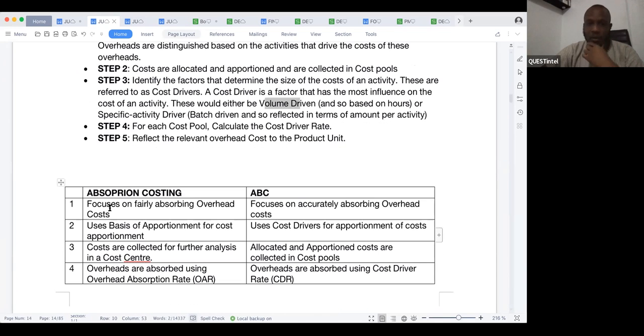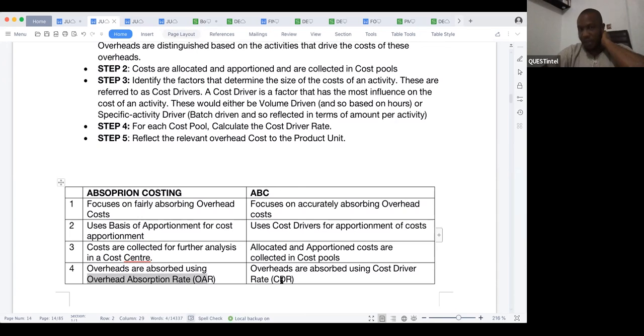Now, let's compare them. With absorption costing, we focus on fairly absorbing overhead costs, while with ABC, we focus on accurately absorbing overhead costs. With absorption costing, we use a basis of apportionment, while with ABC, we use cost drivers for apportioning costs. For absorption costing, costs are collected for further analysis in a cost center, while we use cost pools for ABC. And overheads are absorbed using the overhead absorption rate for absorption costing, while for ABC, we use the cost driver rate.